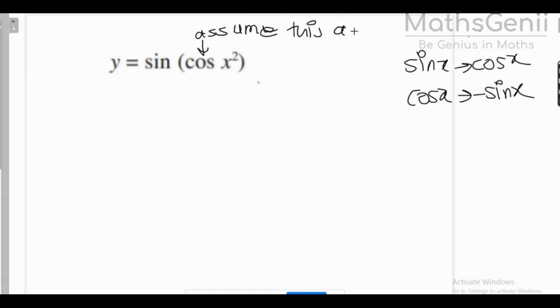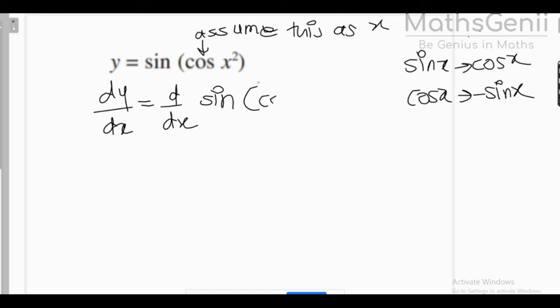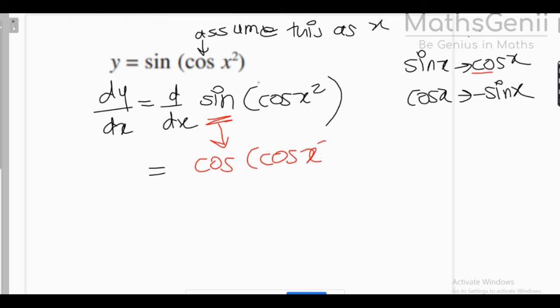Assume this as x. So I'll normally find the derivative of sine. dy by dx is equal to... Okay, now we are in a good position. Sine derivative is what? Cos. So I'll write cos, but you have something in the bracket instead of x. So what is the catch? You had assumed this to be x, so multiply it with the function considered as x.